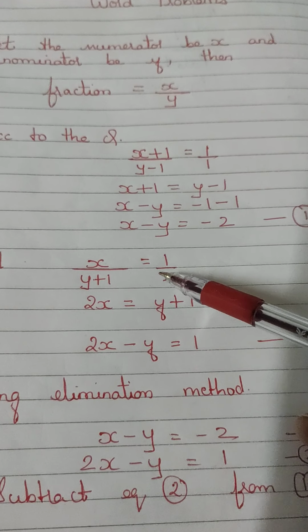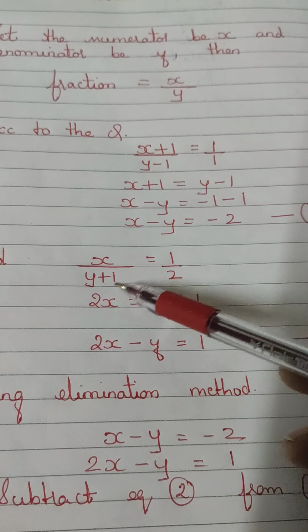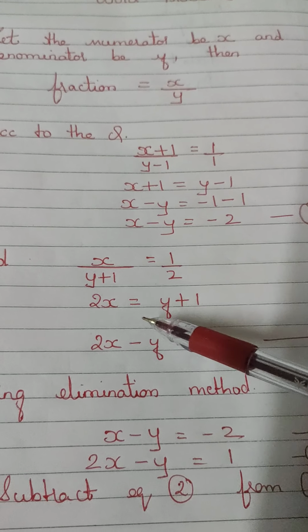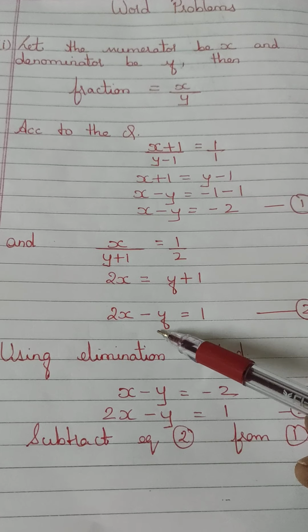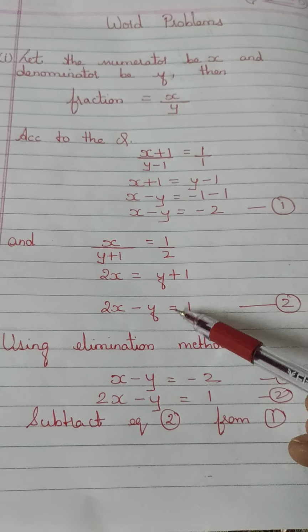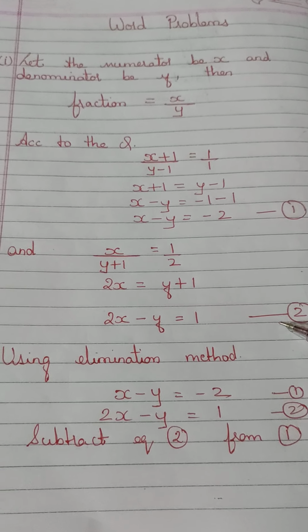Similarly, we will simplify this condition further. Again we will cross multiply. So I get 2x is equal to y plus 1. So it becomes 2x minus y is equal to 1. So these are my two equations, that is equation 1 and equation number 2.